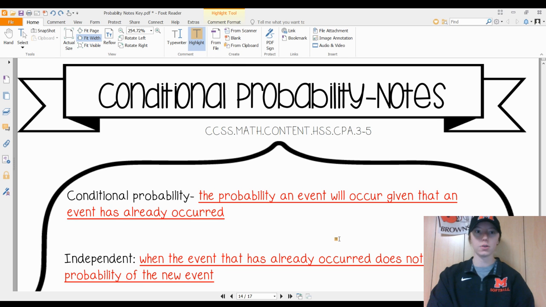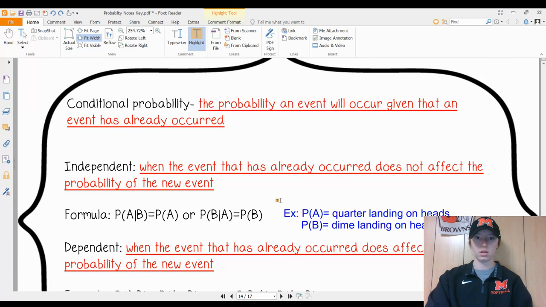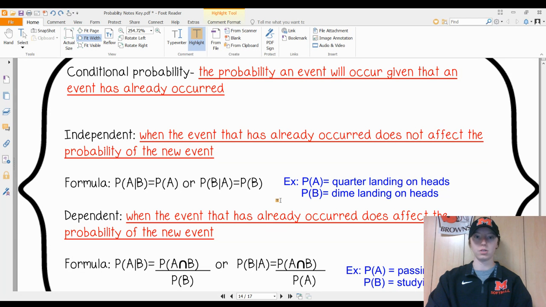Okay, so today we're going to talk about conditional probability. The definition of conditional probability is just the probability an event will occur given that an event has already occurred. So you're given some type of information beforehand to help you find the probability. We've already talked about independent and dependent events, but let's go over those again. With conditional probability, it's a little different.